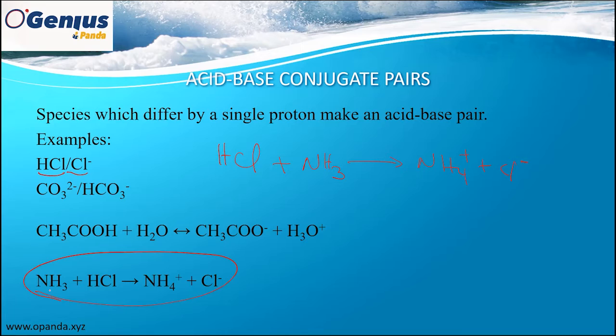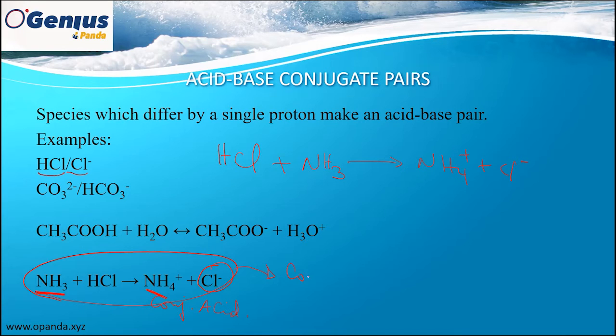Now, this one is a proton acceptor. After accepting a proton, it becomes a proton donor. Now, in this form, it can give a proton. So it is a conjugate acid. And this one, which has given its proton, now it can accept a proton.